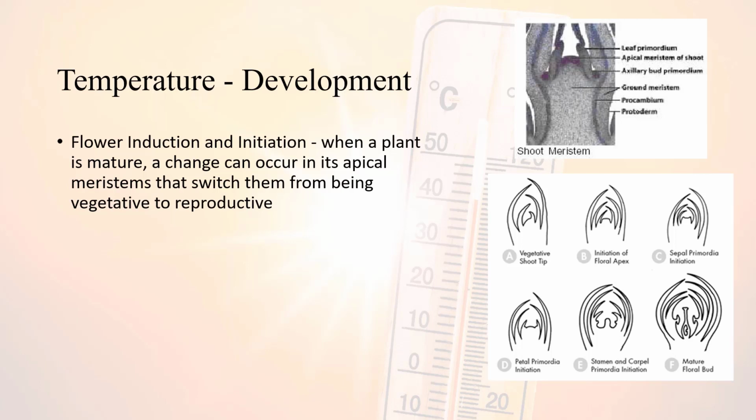So when a plant is mature, a change can occur in its apical meristems, the tips of our roots, or in this case, the tips of our shoots, those growing regions of meristematic tissue. A change will occur in them that will switch them from being vegetative to being reproductive. So switch from producing stem tissue to starting to produce flowers.